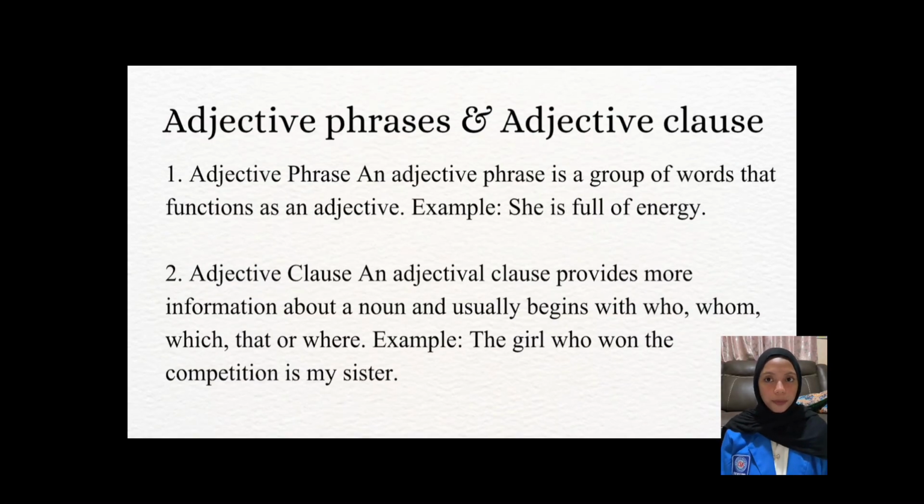And you can also make adjective phrases or adjective clauses to describe things more specifically. An adjective phrase is a group of words that act as an adjective. For example, she is full of energy. An adjective clause gives more information about a noun, usually starting with who, whom, which, that, or where. For example, the girl who won the competition is my sister.